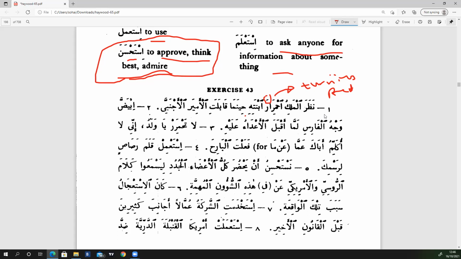Number 3: لا تحمرر يا ولدي إني لا... You should know what the verb means. Don't turn red, boy. Indeed, I will not speak to your father about what you did yesterday.